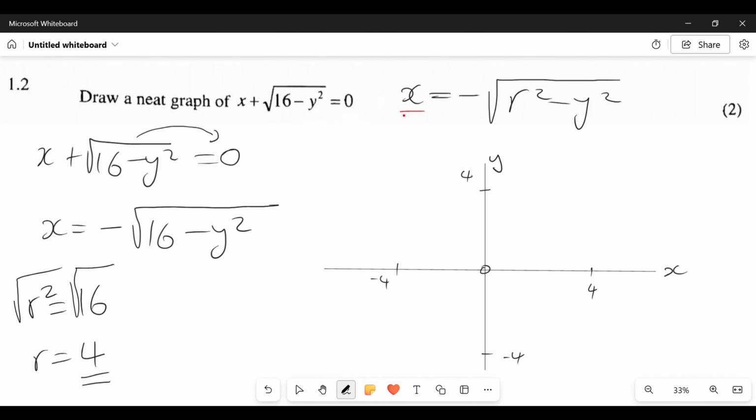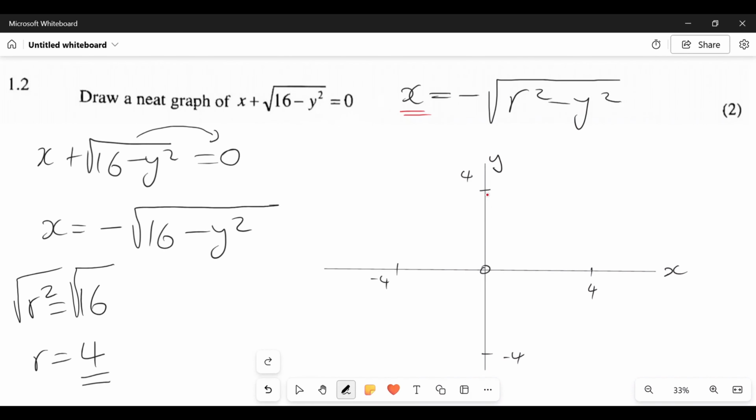First of all, we look at x there. As you can see, x is the subject of the formula. So when x is the subject of the formula on a semicircle, our graph is going to cut either to the left or to the right. Now we know that it's going to cut on the x-axis. The second thing that you must look at is the sign here. If the sign is negative, it means our semicircle is going to intersect on the negative side of the x-axis. If it was positive, it would intersect on the positive side of the x-axis.